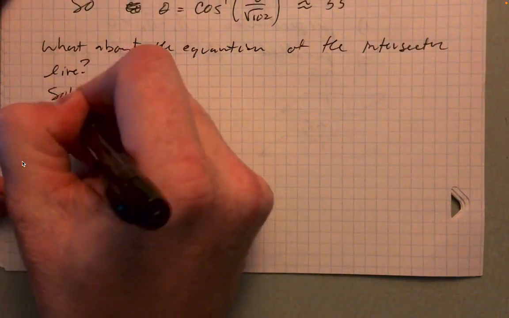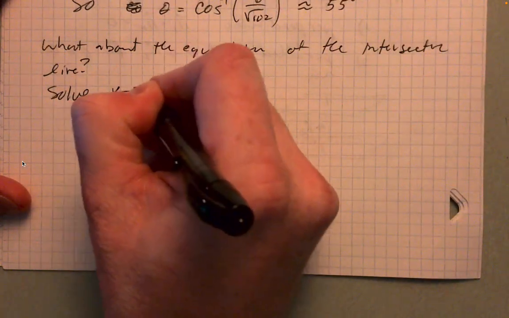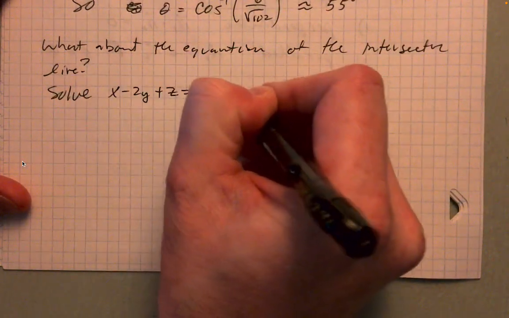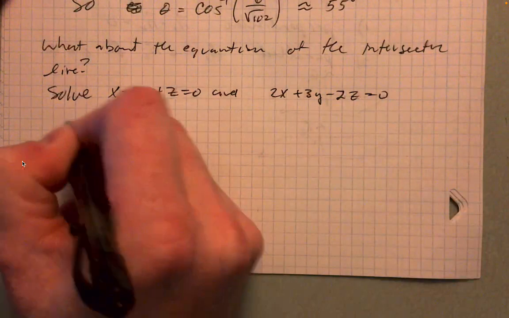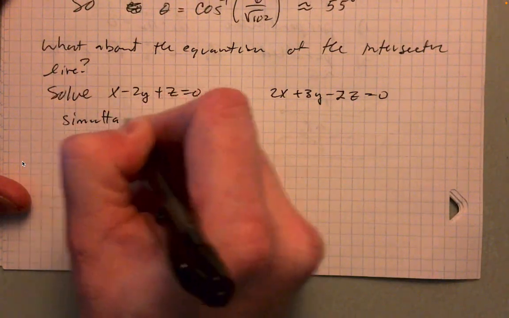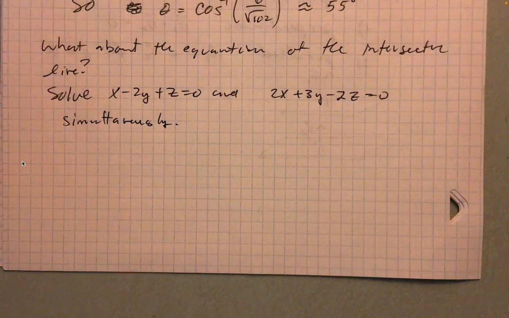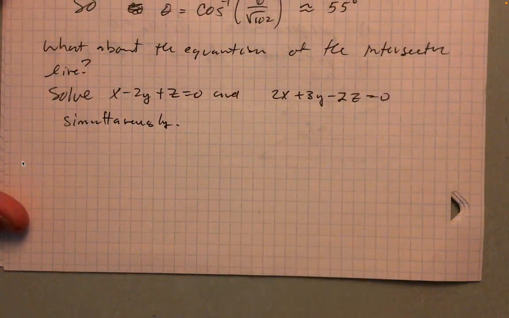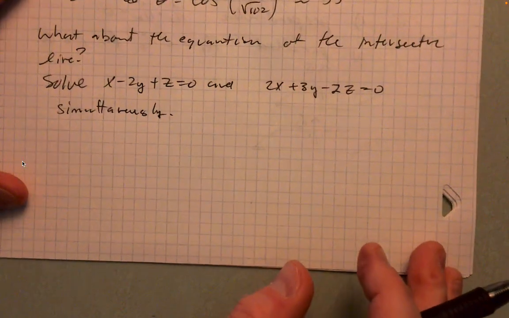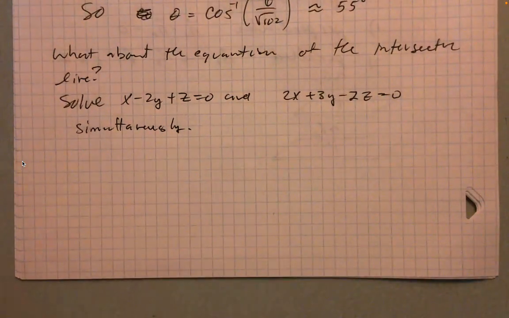Okay, so we need to solve x minus 2y plus z equals 0 and 2x plus 3y minus 2z equals 0 simultaneously, to find the intersection. And so one way you can do this, if you have had some linear algebra, you're probably thinking to yourself, well, I could easily just plug these into a matrix, and you'd be right. But we haven't really had that, so we're going to use the algebraic techniques that we've seen thus far, things that we're used to.